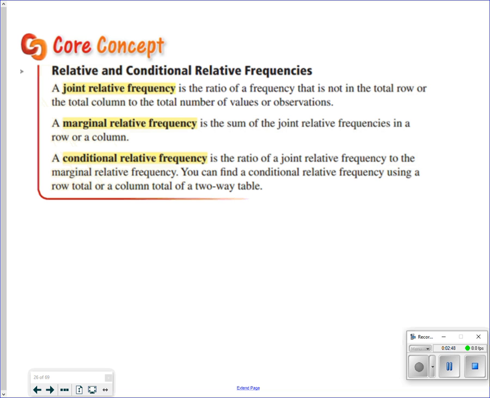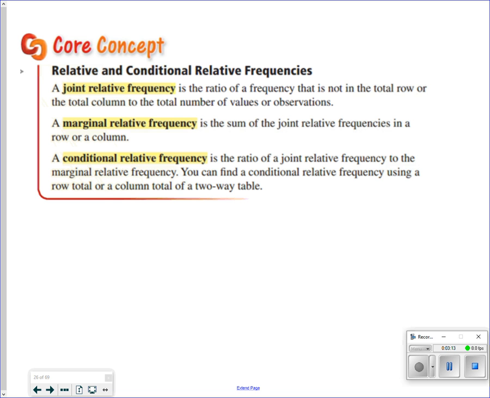So explaining that a little better, if I want a joint relative frequency, that's each cell in a two-way table compared to the total. If I want a marginal relative frequency, that is the sum of those, again, compared to the total. And the conditional relative frequency is the ratio of a joint to a marginal. So that is a conditional relative frequency based on two different scenarios.